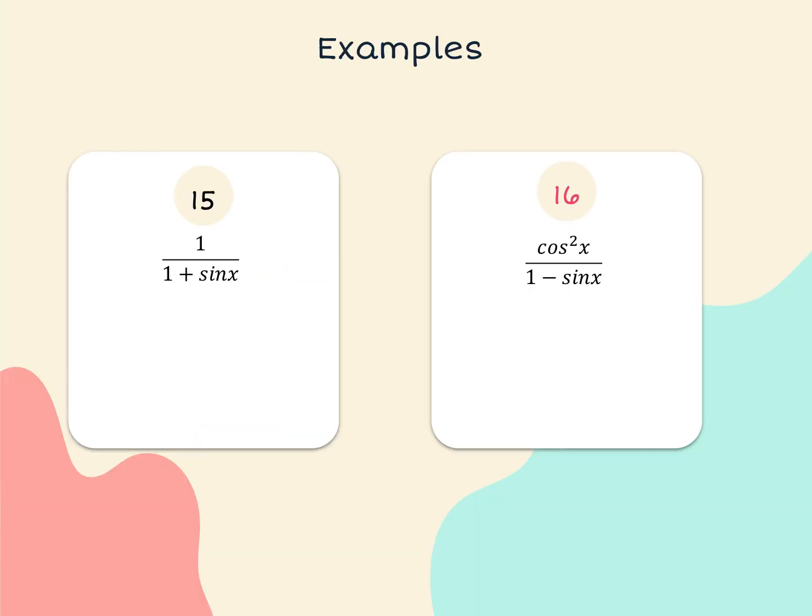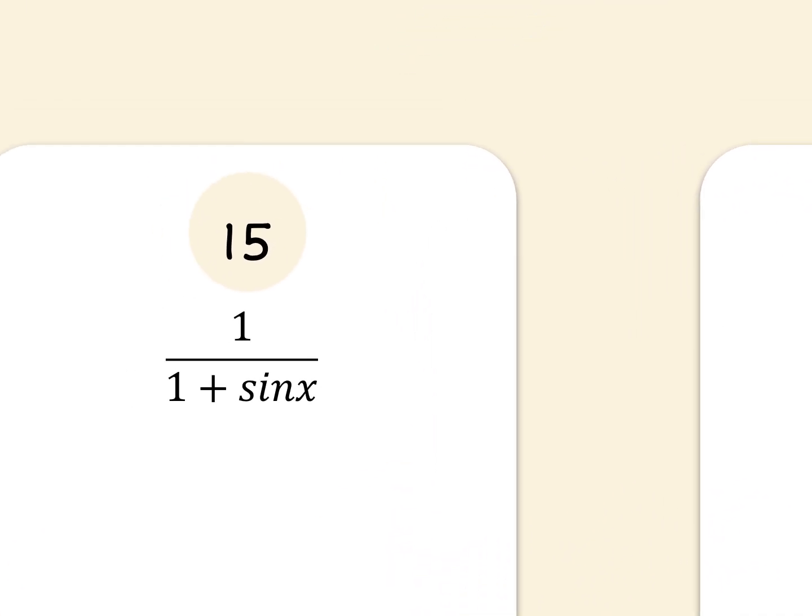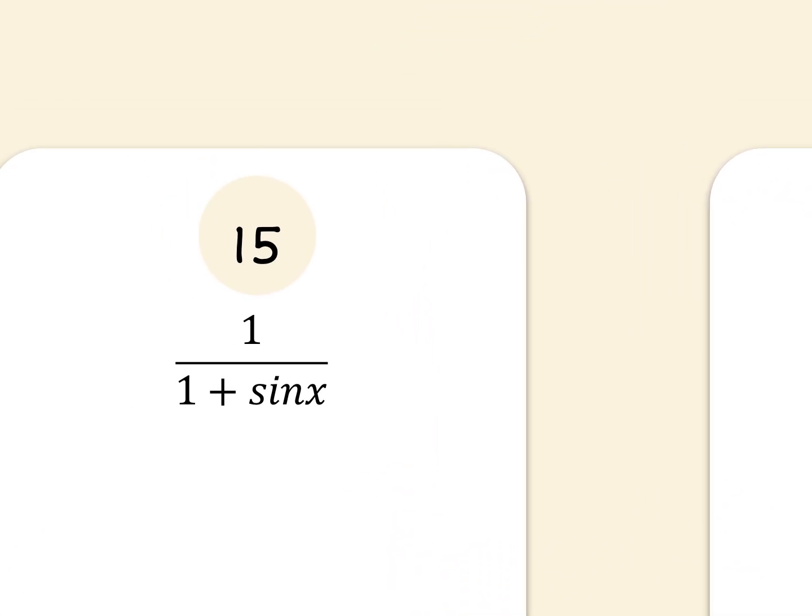Okay, so now let's try something like this, right? I have a 1 over 1 plus sine of x. Now what we can do to make this a little bit simpler is try to get an identity somewhere. It looks like the bottom could be an identity. The only thing that it's missing is a square. It's not a 1 plus sine squared x, it's just 1 plus sine of x.